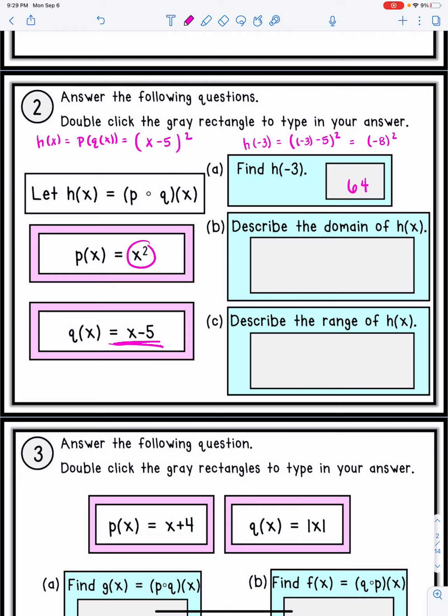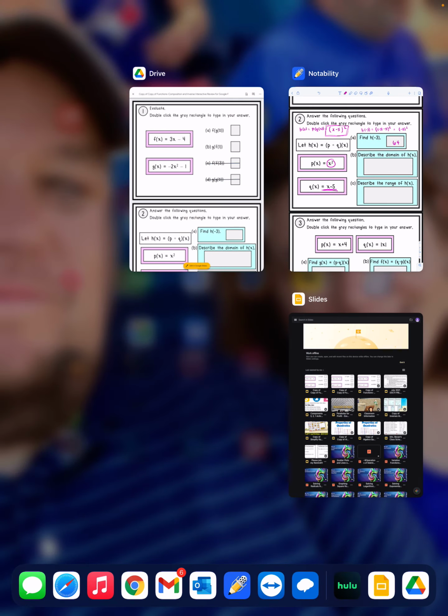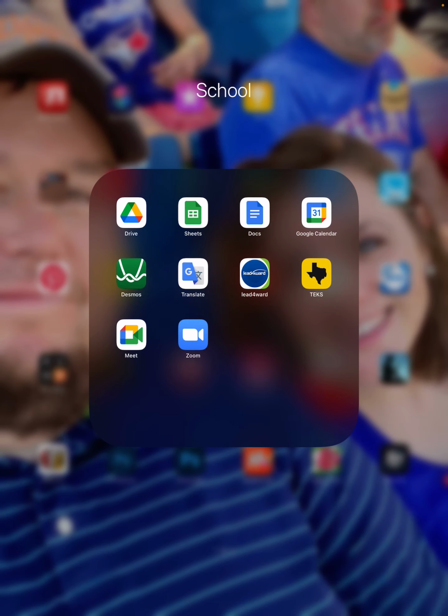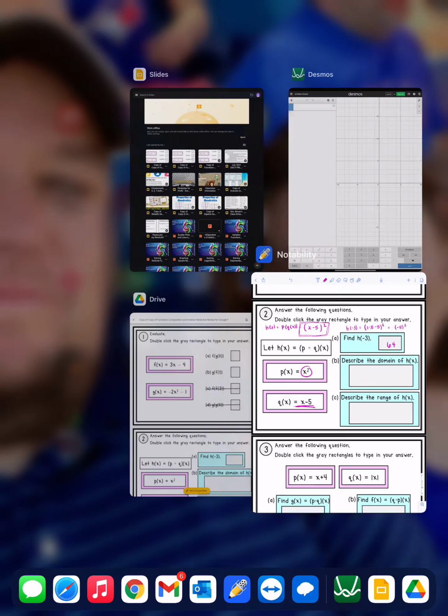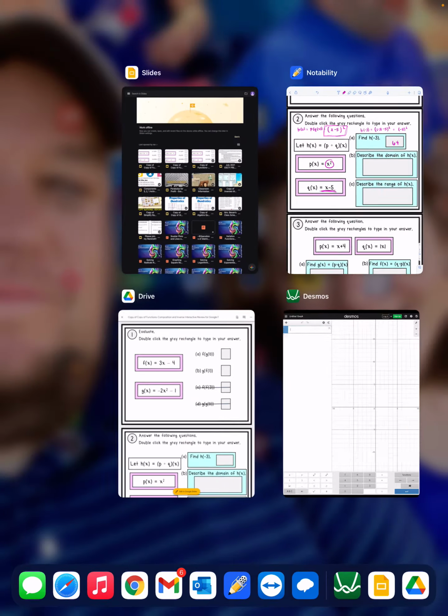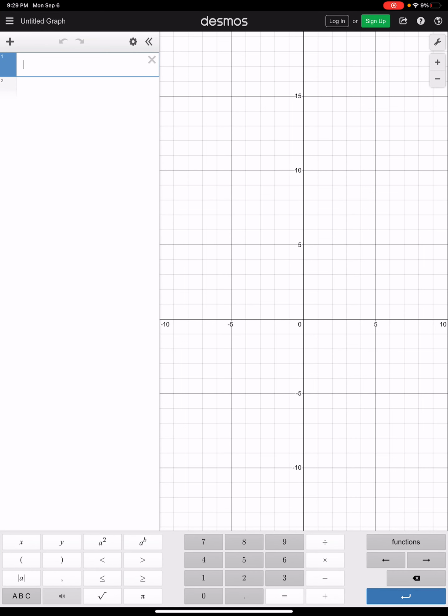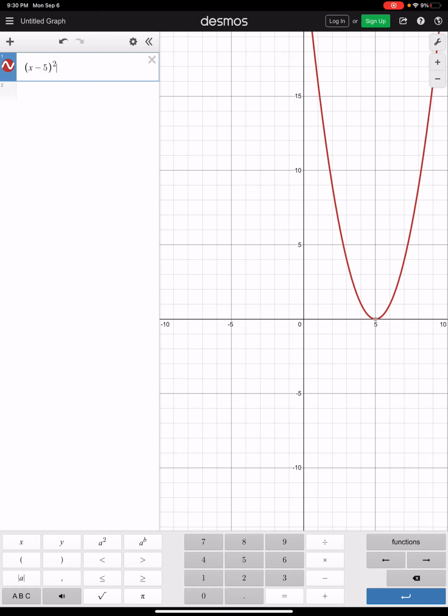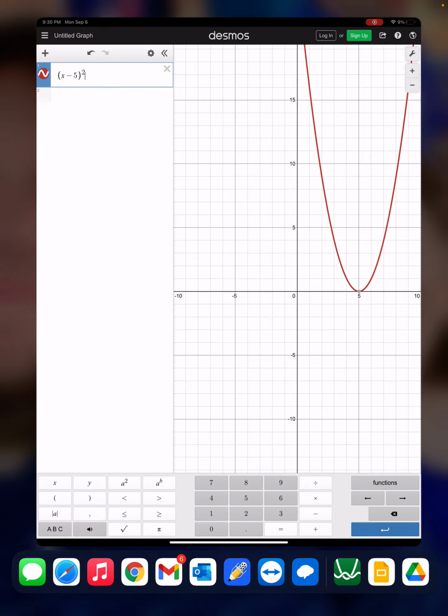I would go to Desmos, I would type in h's equation, and look at the picture. Okay, now I am going to go to Desmos. Our equation is parentheses x minus 5 squared. Okay, so from here we can tell the domain, it's going to go forever left and right.